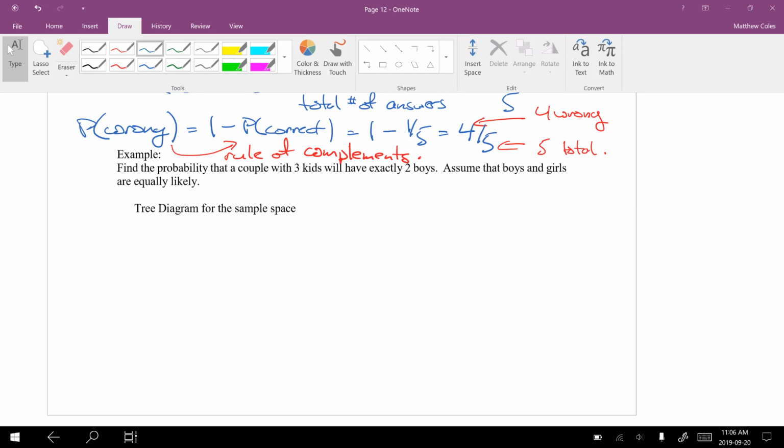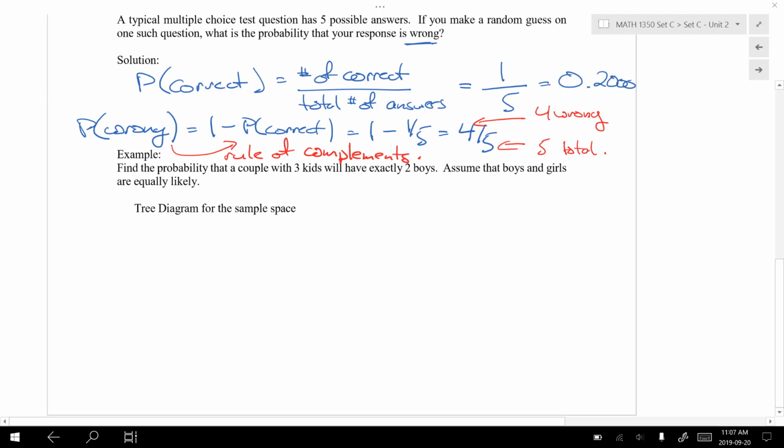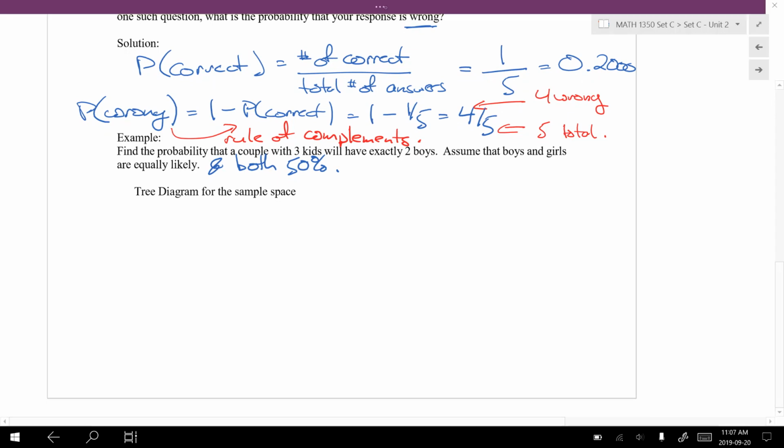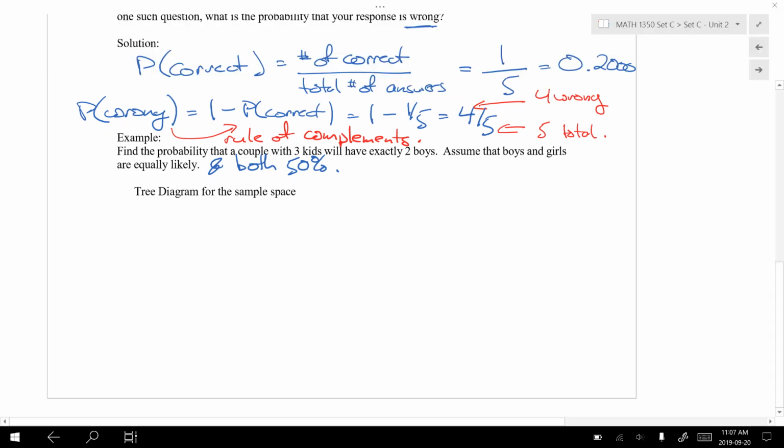We can imagine thinking about having 3 kids in total, and perhaps we will be particularly interested in the possibility of having exactly 2 boys. For this problem, let's assume that boys and girls are equally likely and that we get each with 50%. It's not quite right, but let's simplify things in this way. So let's denote B for boy, G for girl.